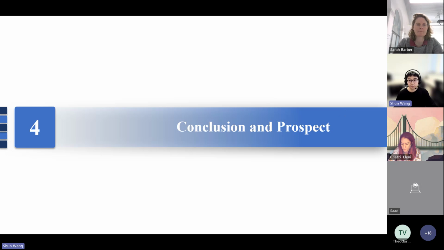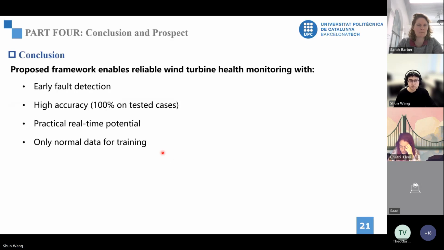Last, let me summarize our achievements for this solution. Our framework successfully provides early fault detection with 100% accuracy and real-time process speed. Most importantly, it only requires normal observation data for training.